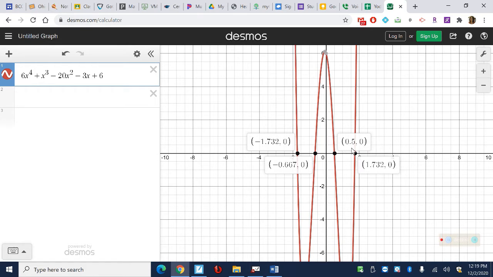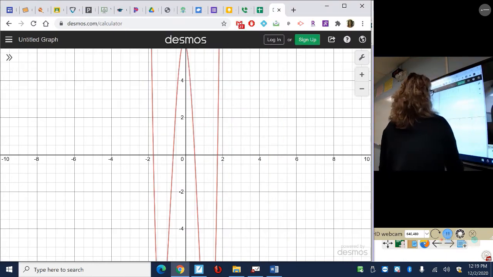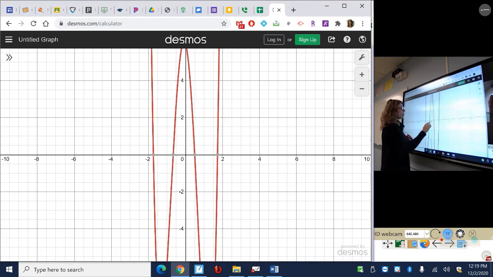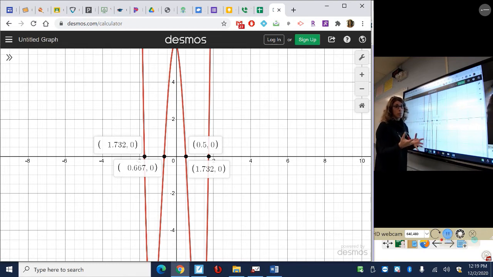So what your brain needs to understand here, and I'm going to push that over there. Okay, so you can see me a little bit here now. Okay, these ones right here, the negative 1.732 and the positive 1.732, these two right here are going to be your irrational. Your brain doesn't know those. They're going to be irrational. However, your brain does know 0.5 is 1 half, and your brain does know that minus 0.66666 repeating is actually negative 2/3.